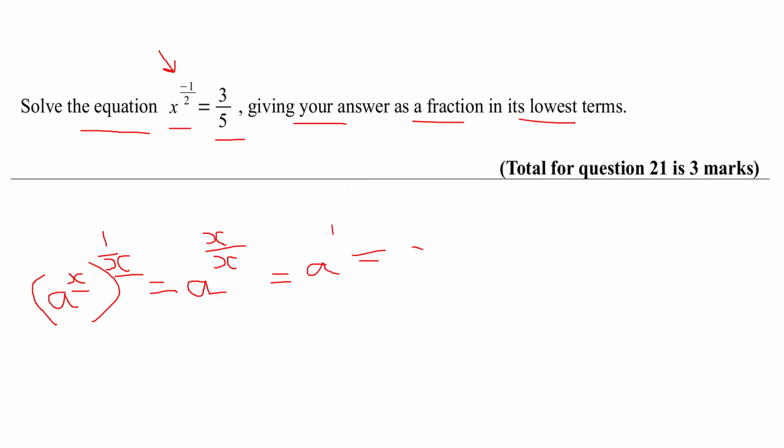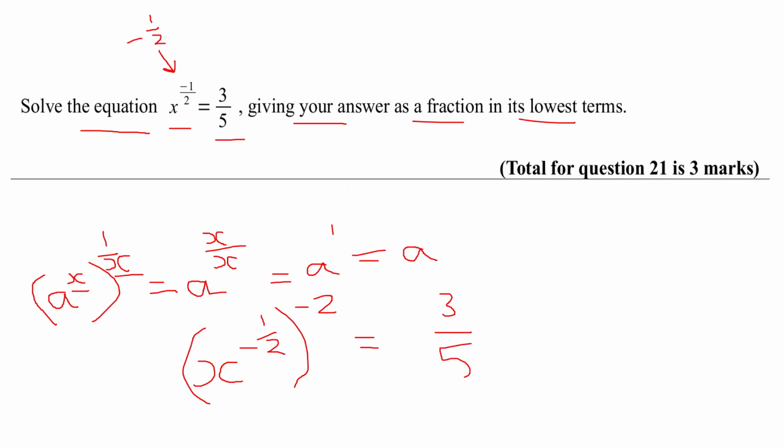So here, we want to get x by itself. It's currently raised to the power of minus a half. So how do I undo that? Well, I'm going to raise each side to the power of minus 2. Essentially I'm doing the reciprocal of both sides, but I'm negating it, to the power of minus 2. So 3/5 to the power of minus 2.